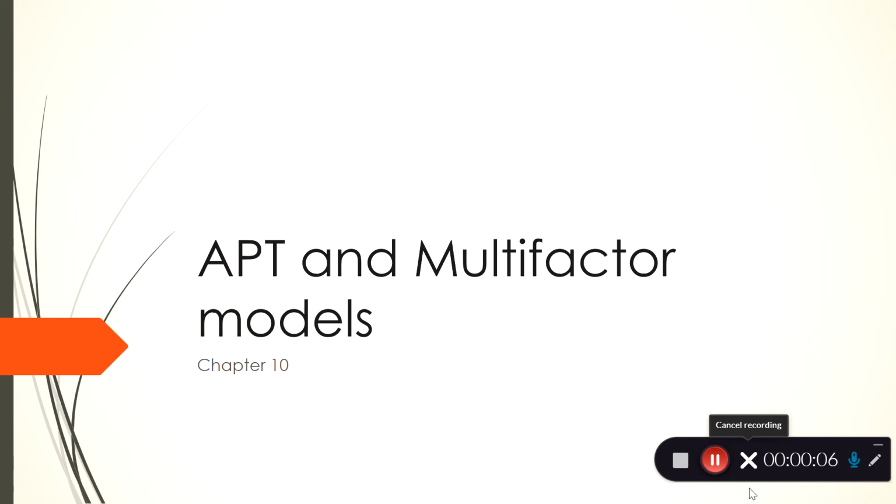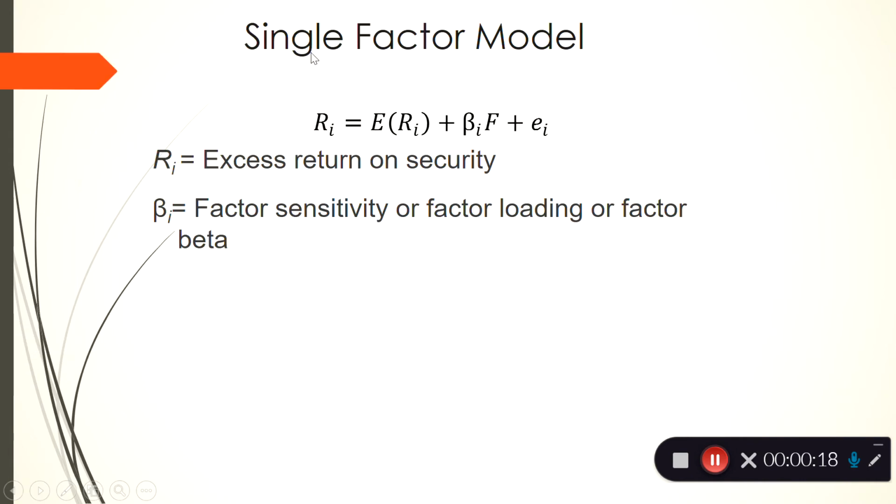APT and multi-factor models are what we're going to be discussing now. These are extensions of CAPM for determining the risk-return relationship for an individual stock. A single factor model says that the expected return, or in this case excess return, on a security is equal to beta times a given factor plus an error term. Beta is a factor sensitivity or factor loading.